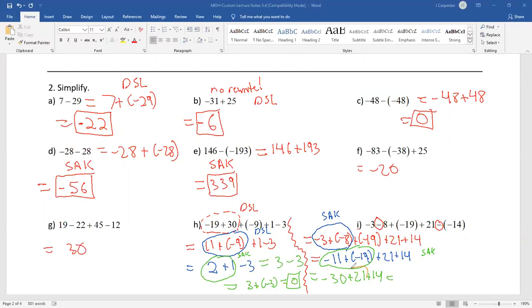Now we'll focus on the first pair of numbers. The negative 30 plus the 21, that's DSL, a negative and a positive. So we'll subtract the 30 and the 21. 30 minus 21 is 9, but we keep the sign of the larger. 30 is larger, it's negative, so that's a negative 9. Then the plus 14 gets brought down.